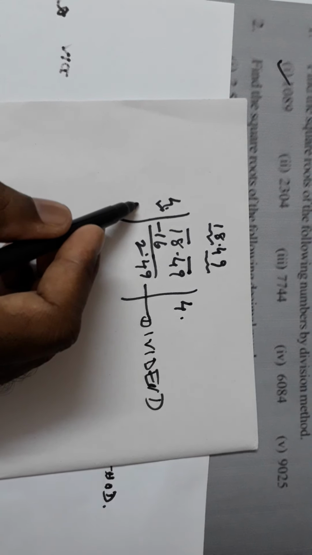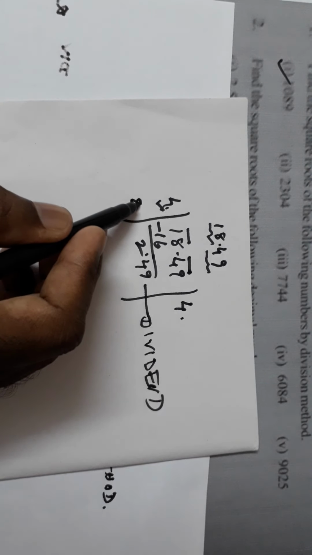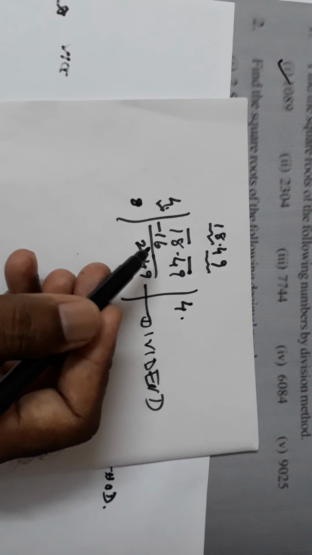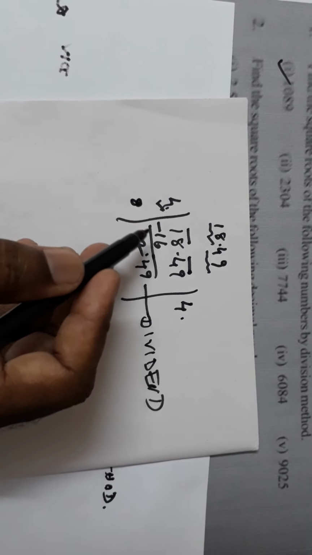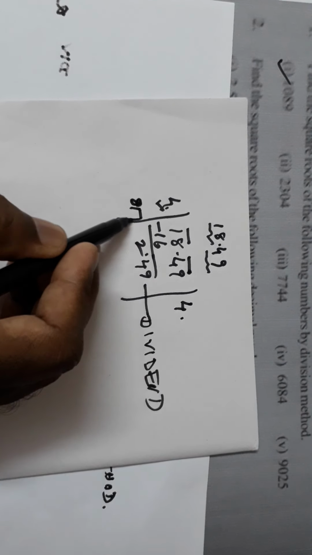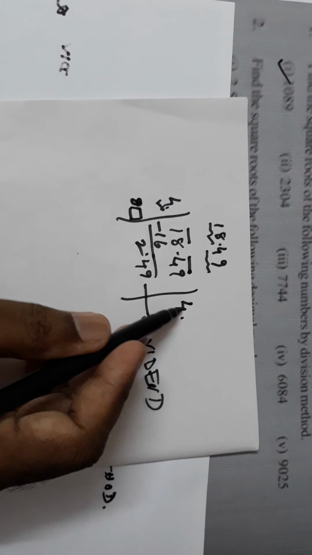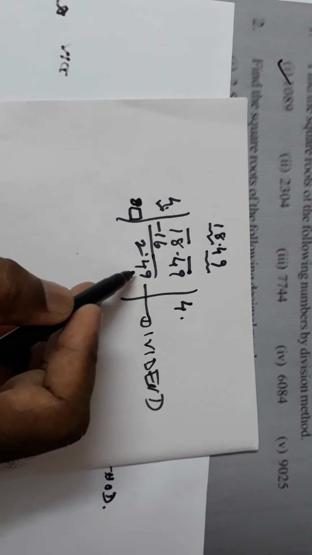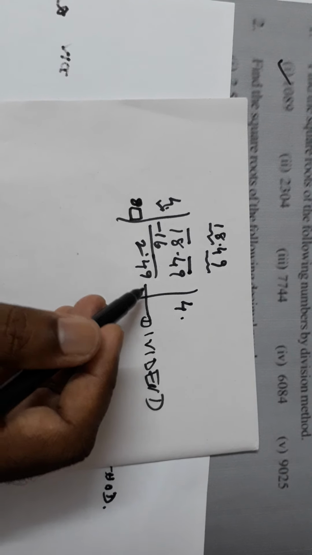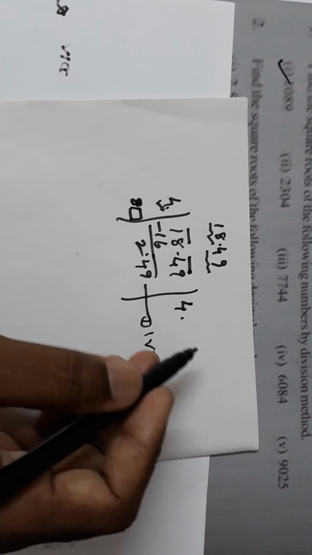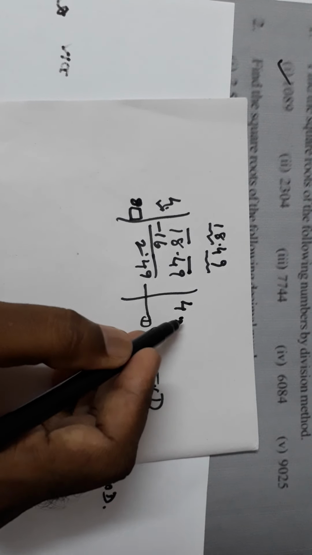Next, double the quotient: 2 fours are 8. Double the quotient and write it as 8 in the box on its right. 49 is the decimal part, so put a decimal point in the quotient. Here, 4 point.